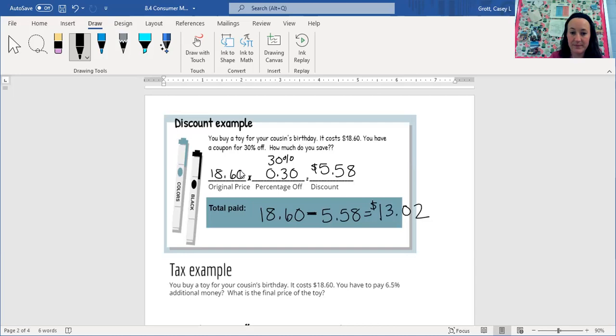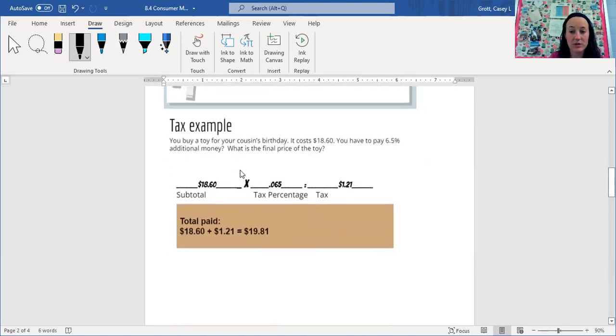Tax example. Again, going through this all kind of fast. You've already seen this. This is just a refresher, but if you have any questions, please be asking.